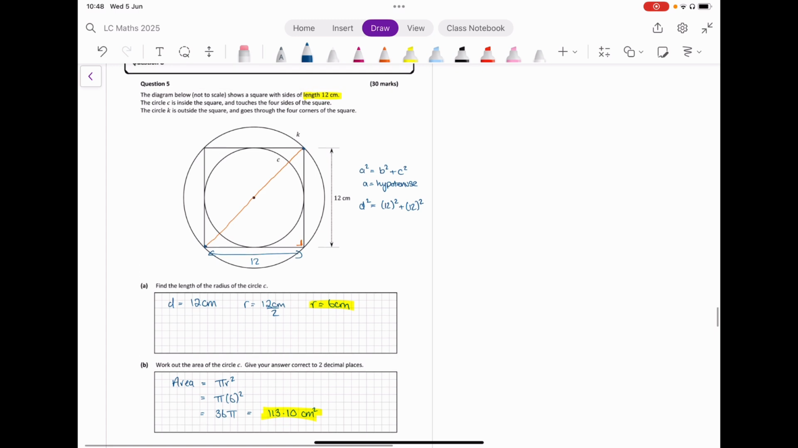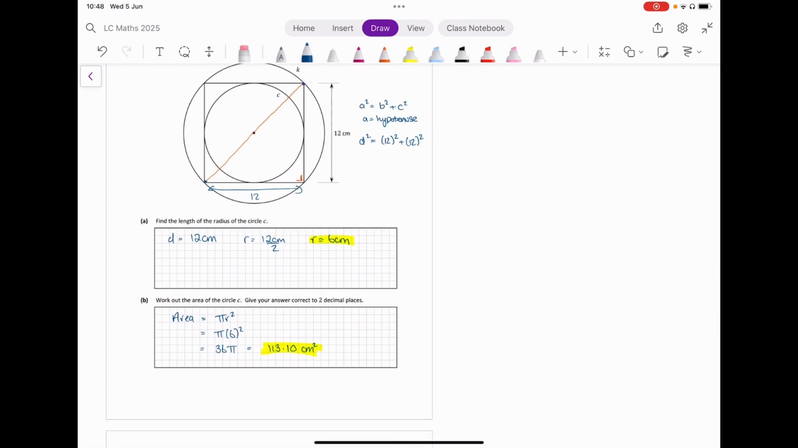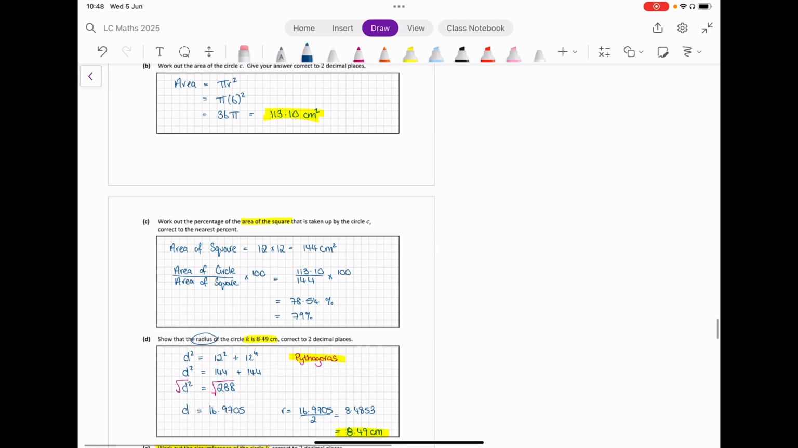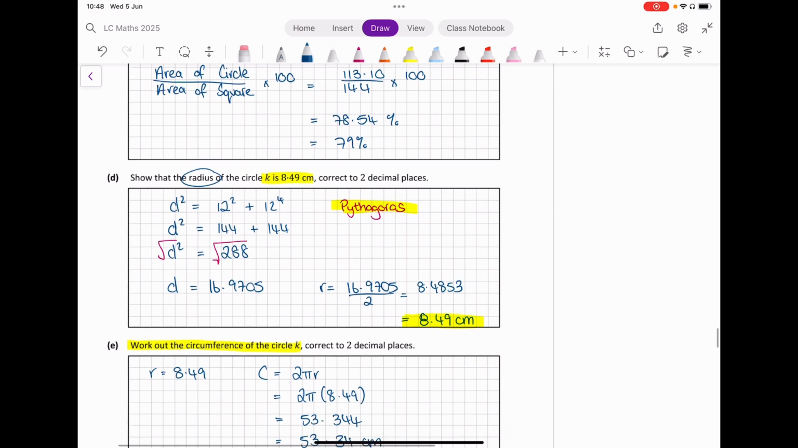Again, it's one of those questions that when you look at it first, you can think, oh my God, I'm never going to be able to do that. But if you take it step by step and you remember your basics about radius, diameter, area, then you're very, very quickly going to be able to add up those attempt marks and even get full marks in a question like this.